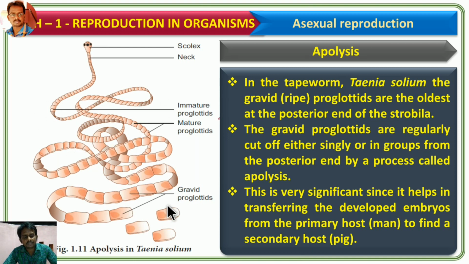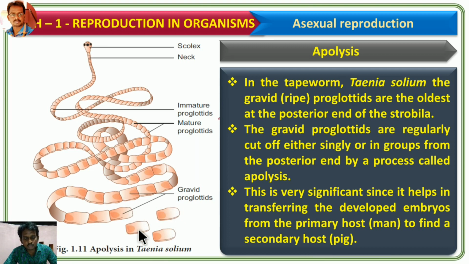In Taenia solium, this is a segment or a proglottid. This is called a matured proglottid or a gravid proglottid. Gravid proglottids may contain both egg and sperm. It is a hermaphrodite organism. This individual can produce both male and female gametes, and these gravid proglottids are regularly cut off, either single or in a group, from the posterior end by the process called apolysis.